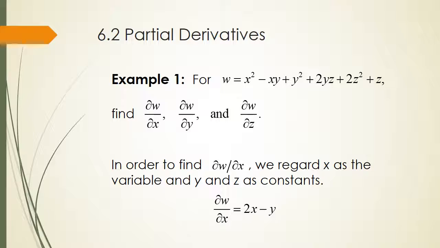The y squared, that's a constant, it goes away. 2yz goes away. 2z squared, 0, z, 0. All the rest is just constants with no variables, so they all disappear, and we're just left with 2x minus y.